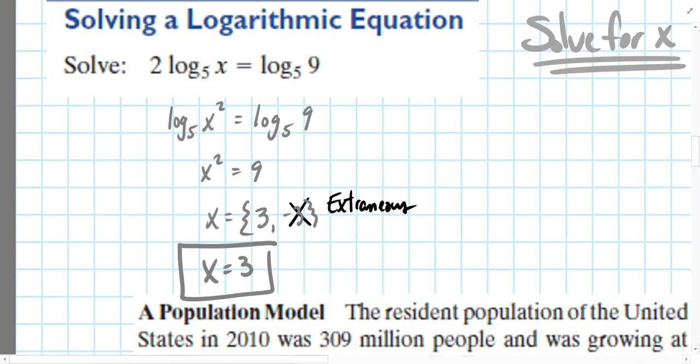But of course, we throw out the negative 3 because if negative 3 were to represent x, then we would have a problem here. The argument inside of a logarithm cannot be negative, so we can't evaluate log base 5 at negative 3. That doesn't exist. It's an extraneous solution. 3 is the only solution.